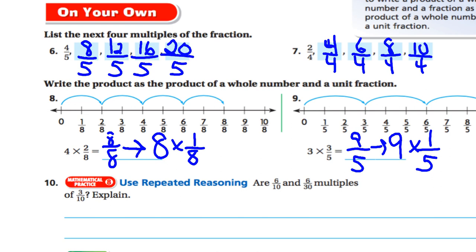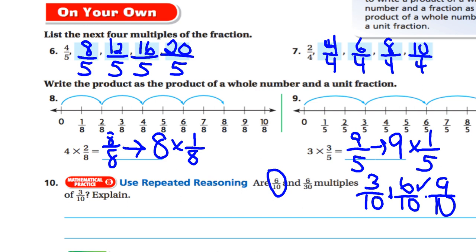Use repeated reasoning. Are 6/10 and 6/30 multiples of 3/10? First of all, if I'm trying to determine if a fraction is a multiple of another, I actually have to show the multiples of 3/10 to be able to give reasoning and proof. So I'm going to start with 3/10 over here. If I do the multiples of 3/10, I get 6/10, 9/10. Looking at this, I can tell you that 6/10 is definitely a multiple. It's right here. However, 6/30 isn't, because when we are doing multiples in tenths, it has to remain in tenths.